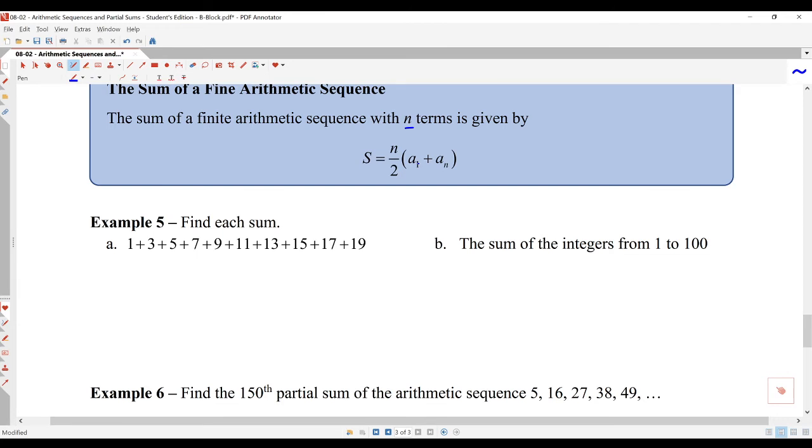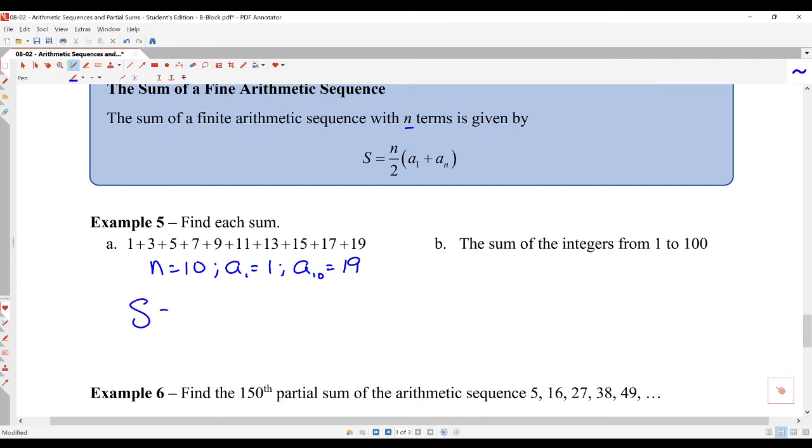I'm going to erase it, and then I'm going to show you really kind of how that formula comes to be. All right, so here's how it works. We have how many terms? 1, 2, 3, 4, 5, 6, 7, 8, 9, 10 terms. So n is 10. A1, the first term, is 1, and the 10th term is 19. These are the three pieces of information we need. How many terms? The first term, and then that last term.